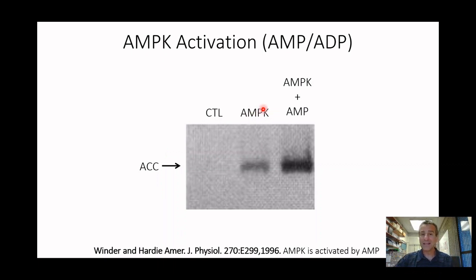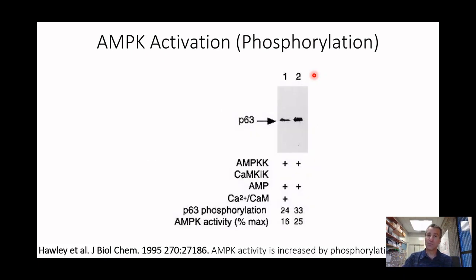And when you add either AMP or ADP together with the AMP kinase, now the activity goes up. So AMP in the presence of AMP kinase will increase the activity of this protein by 3-fold. Okay, so AMP kinase is an active protein, but its activity is massively upregulated in the presence of AMP or ADP. So the question is, why is that?